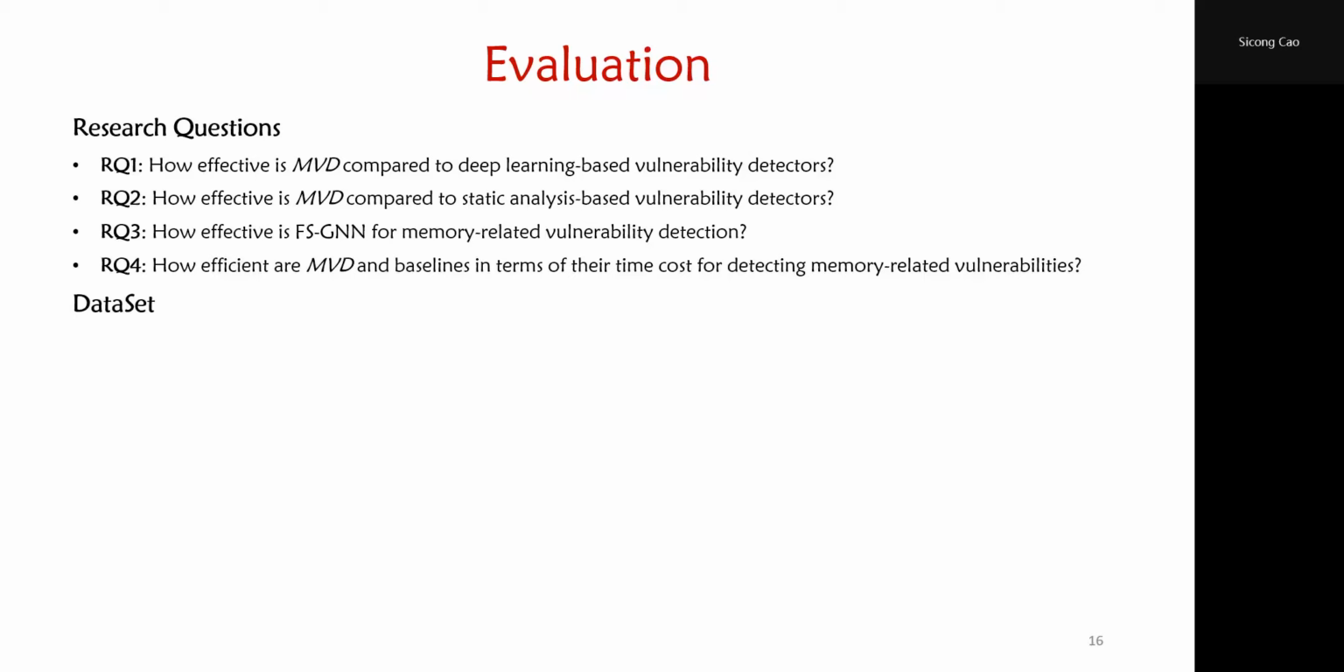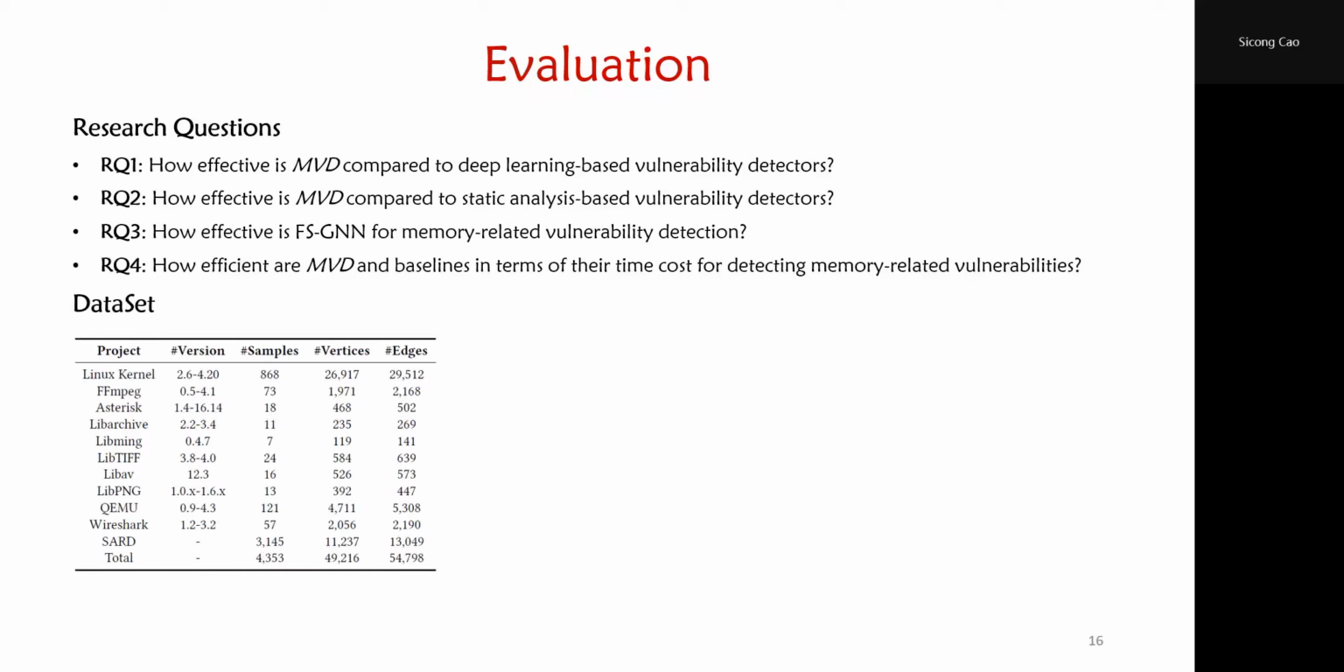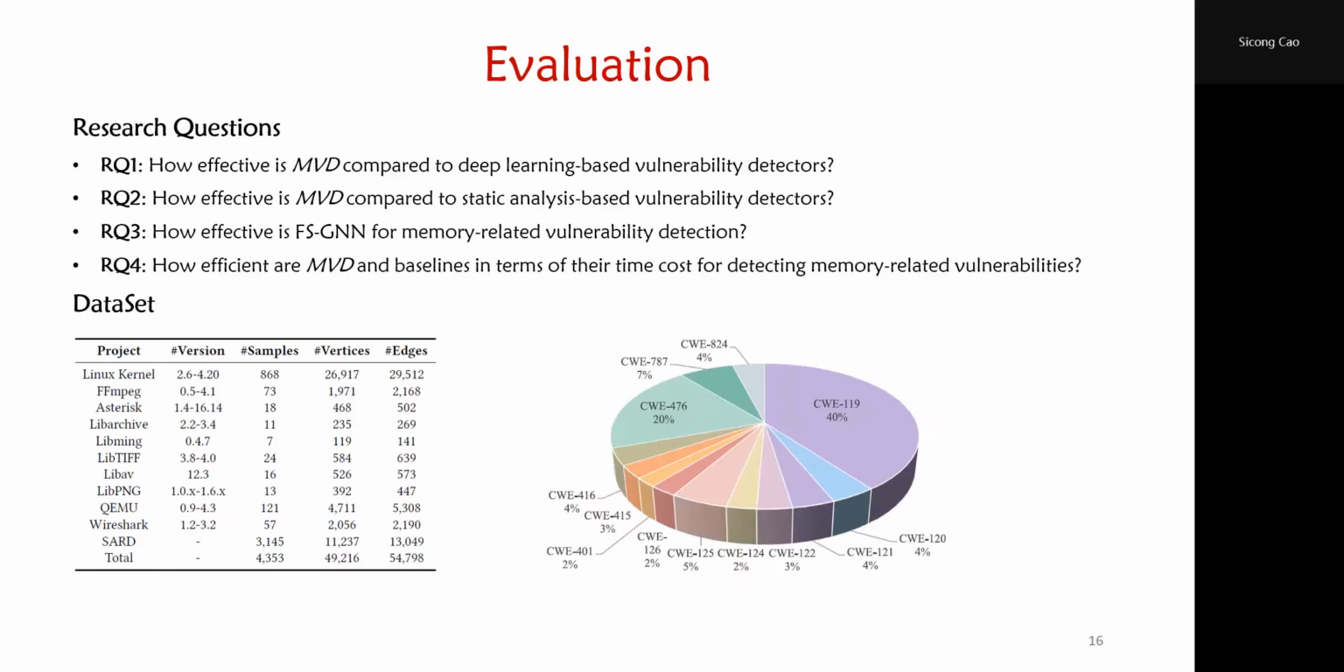Since existing vulnerability datasets are either not tailored for memory-related vulnerabilities or not sufficient for training deep learning models, we manually constructed a new vulnerability dataset which covers 13 common memory-related vulnerabilities for model training and evaluation. The details of our dataset and distribution of different types are shown below. In total, we collected 4,353 vulnerable samples in our dataset.